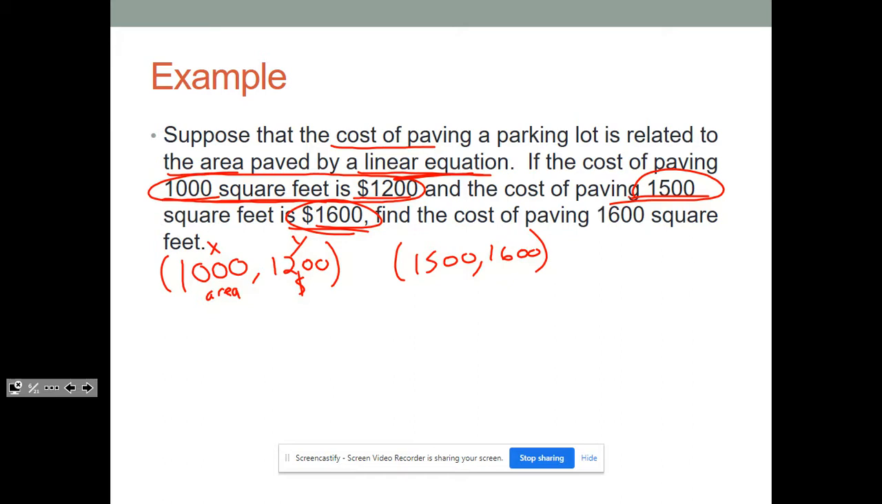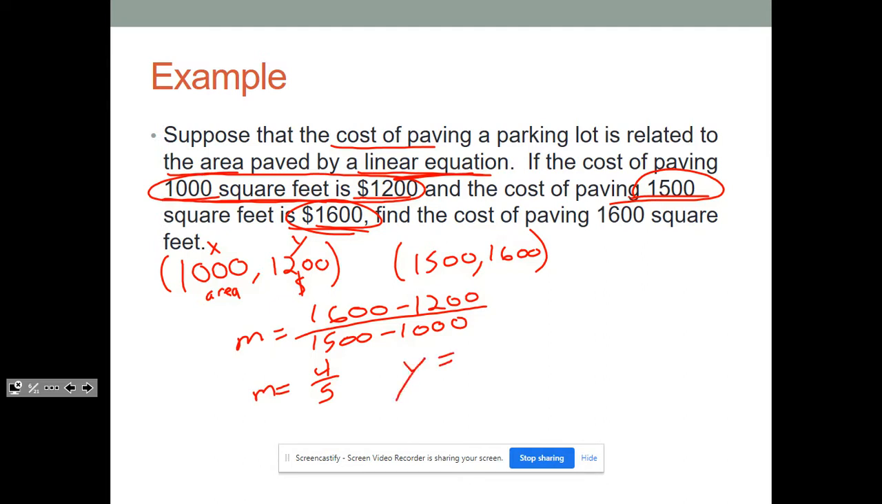All right, we find our slope. So 1,600 minus 1,200 over 1,500 minus 1,000. So what is that? 400 over 500, which would be 4 over 5. And then for my equation, pick a point. Let's use the first one again. So 1,200 plus slope times x minus x1 would be 1,000. So I just used this point here.